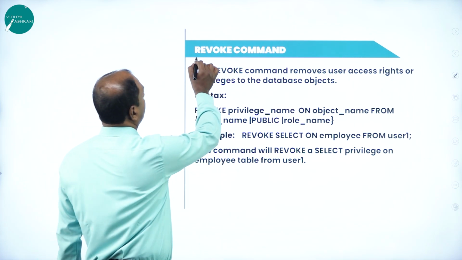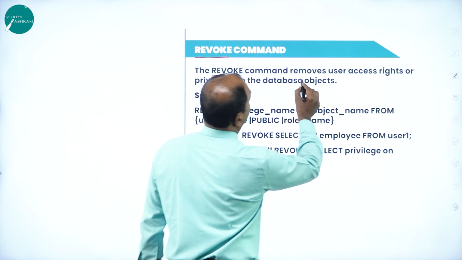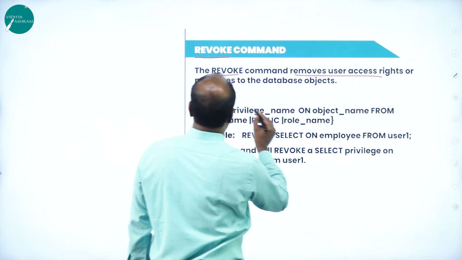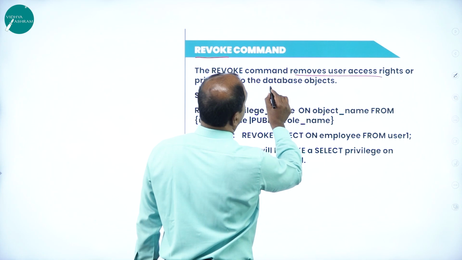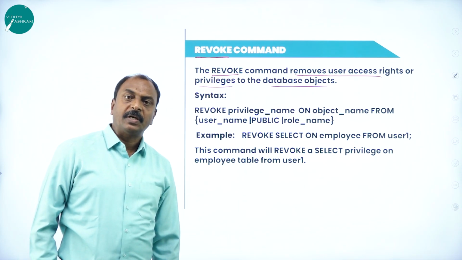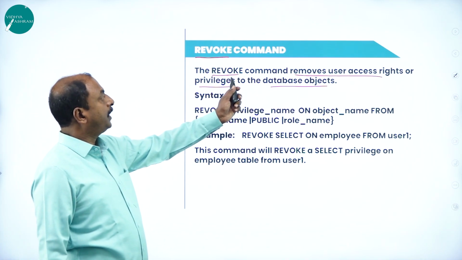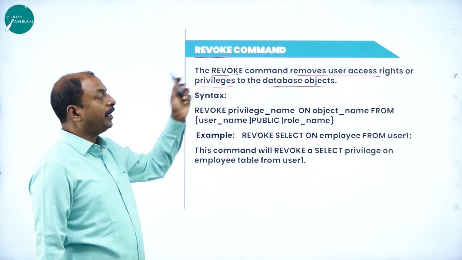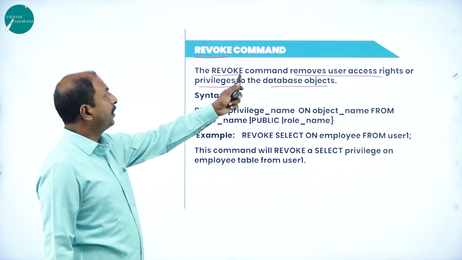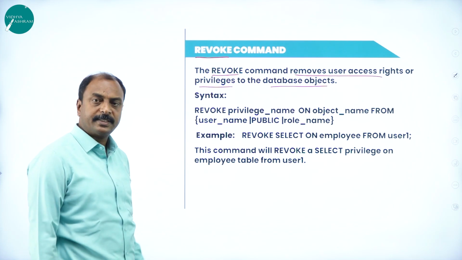Next, the revoke command. The revoke command removes the user access rights or privileges to the database object. So whatever privileges were given to the users with respect to the database will be taken back or removed with the help of the revoke command. So here is the syntax and example.